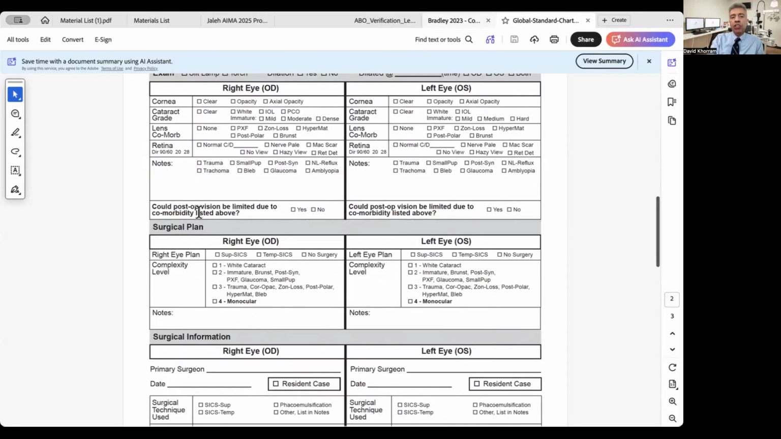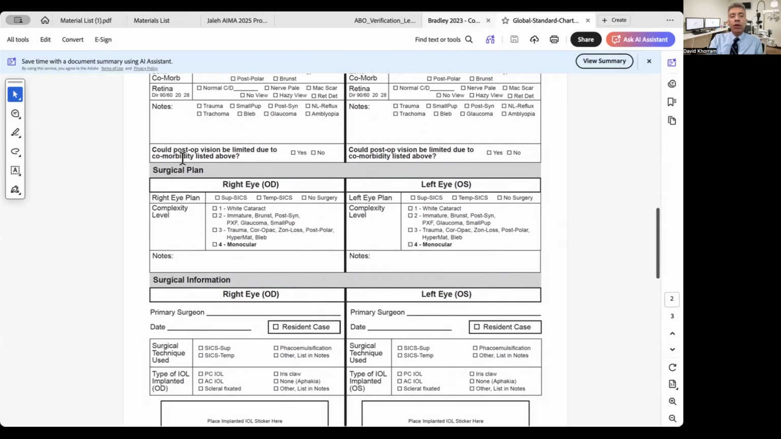Now, this is a critical piece of information. Please take the time to finish this. Could post-op vision be limited due to comorbidities listed above? This is basically to give us guidance as to what to expect for post-operative vision. So an axial corneal opacity, a retinal detachment, a macular scar, any of those things could affect post-operative vision.